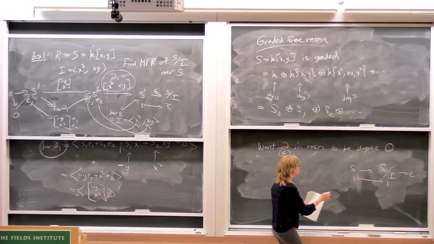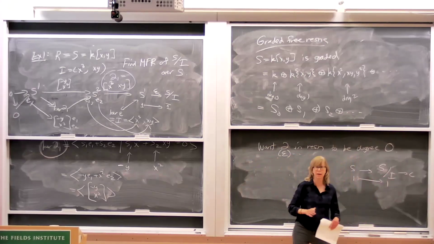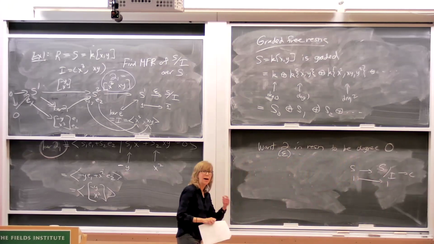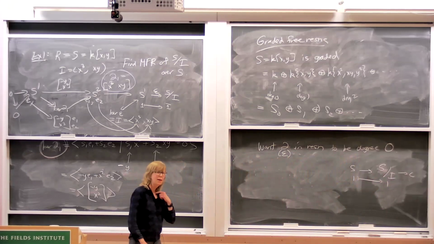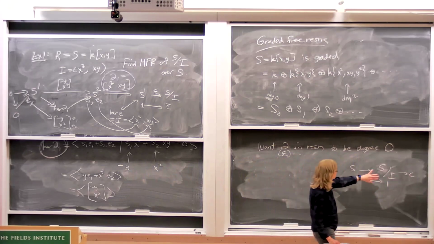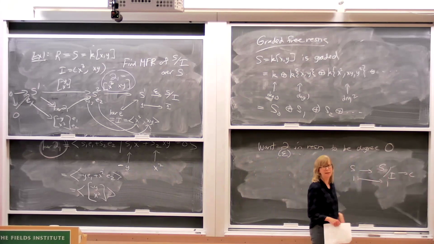S mod I, oh, I is homogeneous. I is generated by homogeneous elements. So if I is generated by homogeneous elements, then the quotient again has a grading.